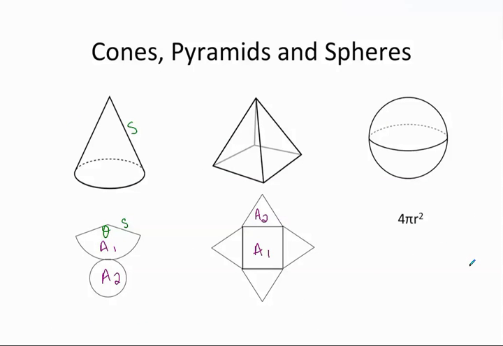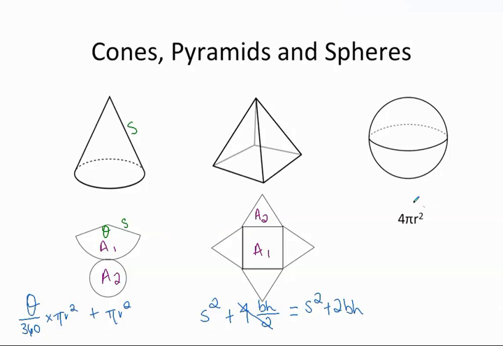Okay, the last ones: cones, pyramids, and spheres. If we cut this cone down the side of it and opened it out, it would look something like this. A1 is a sector, so it's going to be theta divided by 360 multiplied by pi r squared, plus A2, which is just the area of a circle, so pi r squared. That's for a cone. Then with a pyramid, this is a square base pyramid, so A1 is just going to be s squared, the square in the middle, and then A2: we've got 4 of these triangles, so it's going to be 4 times base multiplied by height divided by 2, which will cancel out these 2. So it's going to be s squared plus 2 base times height.